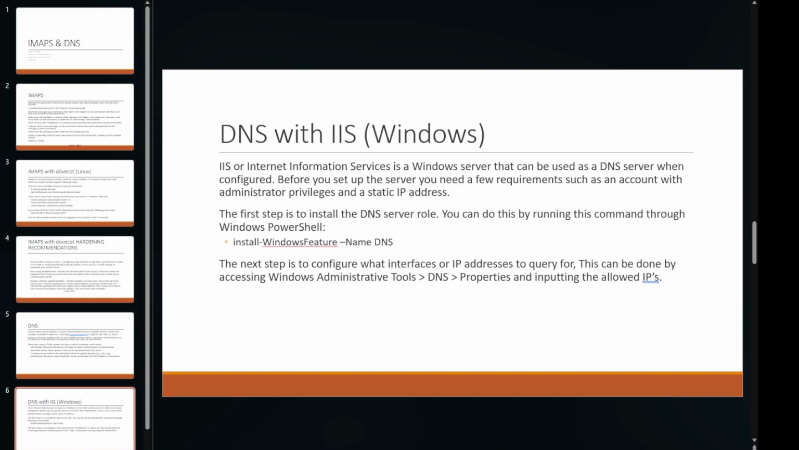And step 2 is configure IPs and interfaces. After installation, we configure which interfaces or IP addresses the DNS server will listen to, and this is done in administrative tools under DNS properties, where you can input the allowed IPs, and configuring this correctly ensures only authorized traffic reaches your DNS server. To wrap up, with IIS configured this way, the server can handle DNS queries internally or externally, depending on your network setup.